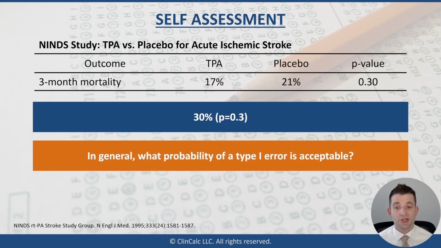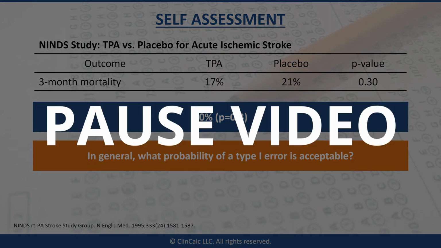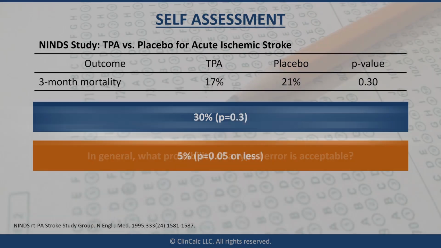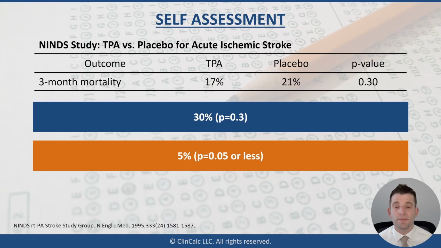Question 2 is, in general, what probability of a type 1 error is acceptable? So for this, 5% or 0.05, what that means is that our alpha threshold is 5% or 0.05. That's our risk of type 1 error. If our p-value is below the alpha threshold of 0.05, we reject the null hypothesis and assume that there is some difference observed. And if the p-value is more than 0.05, our alpha threshold, then we accept the null hypothesis and assume that there is no difference between the two groups.